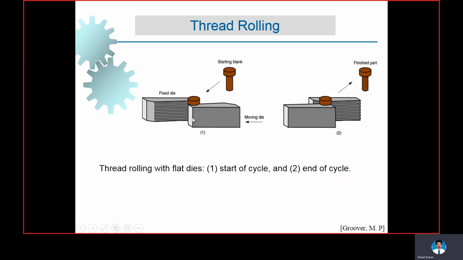Now, thread rolling, as you could see here, this is the starting stage. There are two dies, fixed die and moving die.